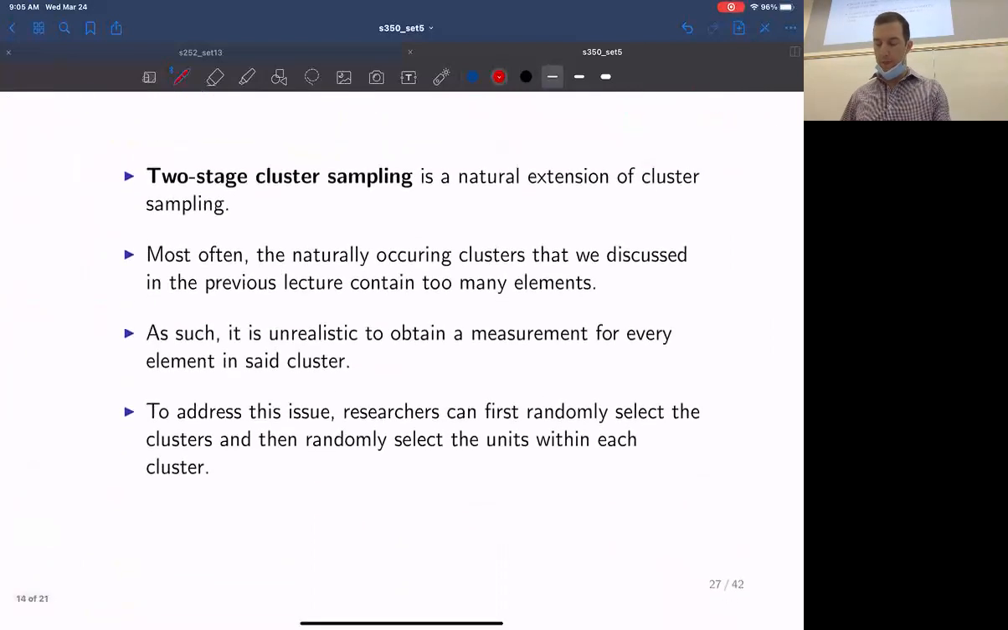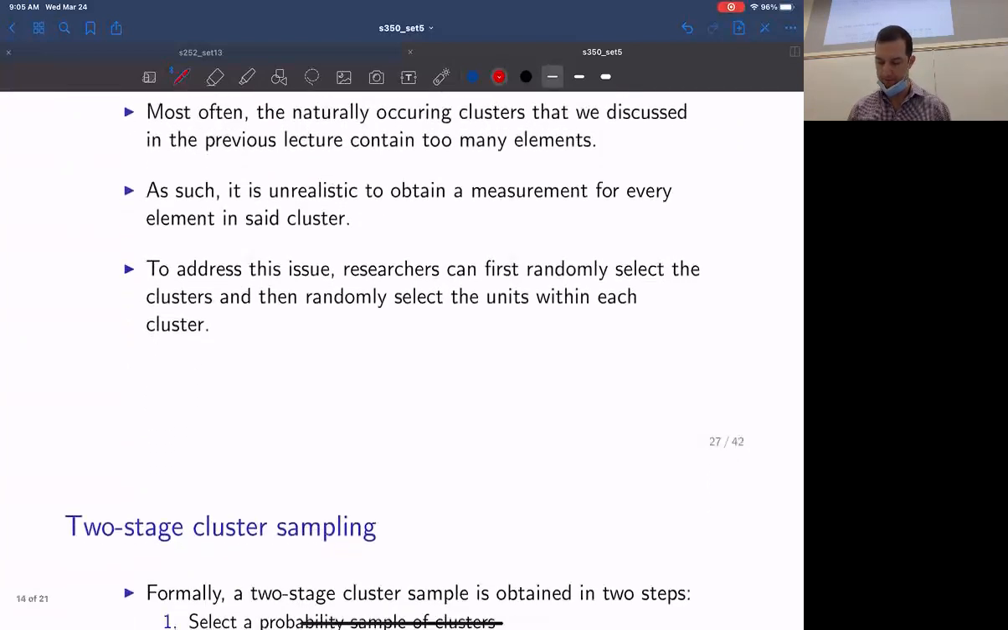Okay, so with the two-stage approach, effectively what we are doing is we are randomly selecting the clusters first. So it starts off like cluster sampling, and then we randomly select the units within each of the clusters. So we basically have a cluster sample, and then we have what would be like a simple random sample within each of the clusters. So the two-stage idea refers to the random selection of the collection of elements and then the elements within each of the clusters.